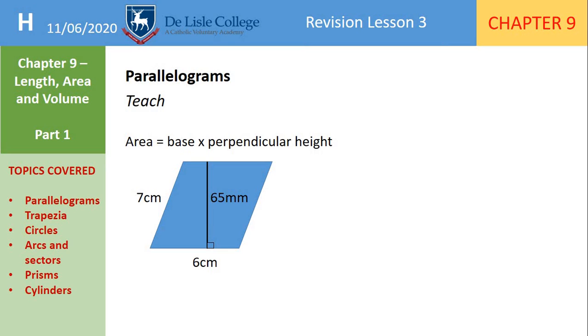We need to make sure our units are consistent. So we'll be using 6 centimetres and the 65 millimetres. Make sure you convert one of those. I'm going to convert to centimetres. So I'm going to be doing 6 multiplied by 6.5 to give us 39 centimetres squared for the area. We did not need that 7.